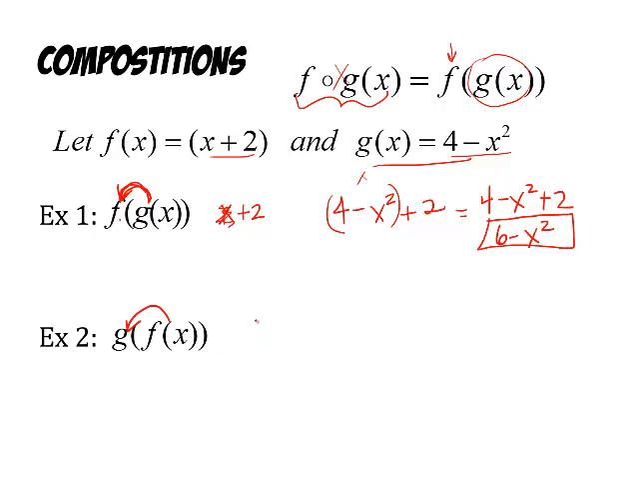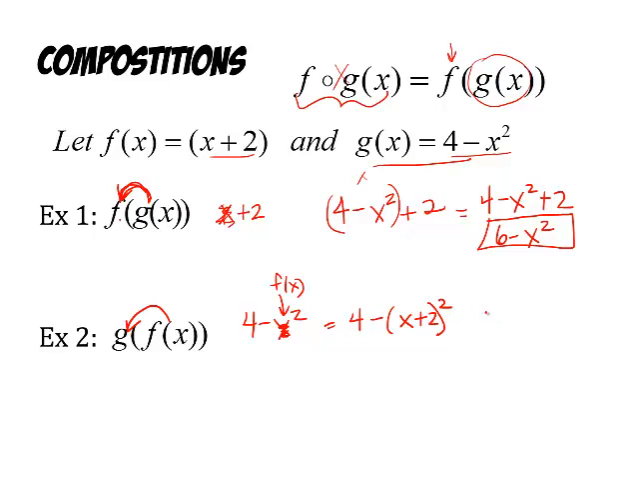So if g of x is 4 minus x squared, instead of putting x here, I'm going to replace it with f of x. So it will look like this: 4 minus f of x, which is x plus 2, squared. So notice what I did. I put the whole function in for x, but the equation says to square x, so I have to square whatever I put in there.